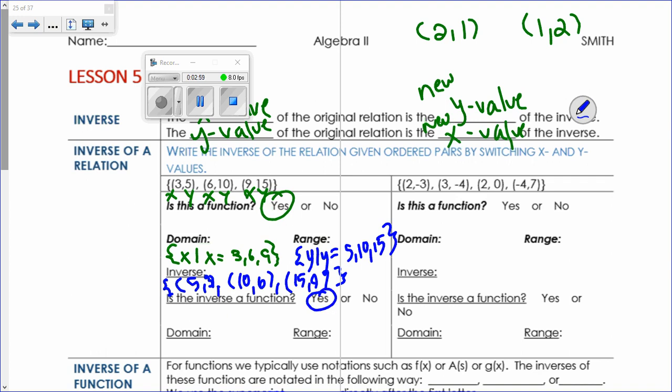For your domain, it's just switched. Everything is switched. Y values come over here, and it becomes x bar, x equals 5, 10, 15, close curly bracket. Range becomes y bar, y equals 3, 6, and 9. Try the second one on your own.